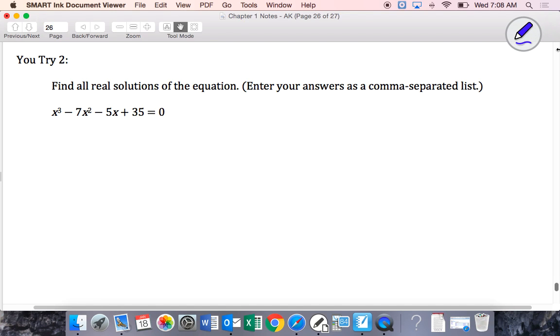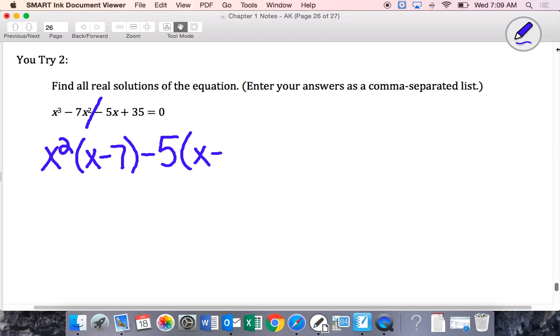There's 4 terms there, so remember, 4 terms, cut it in half after the x squared. So we want to take out the greatest common factor of the first 2, and that's going to be x squared. So I'm left with x minus 7. I need my next group to also be x minus 7. So I need to turn negative 5x into a positive x. To do that, I would have to divide by negative 5. So I would take out a negative 5 to get x minus 7.